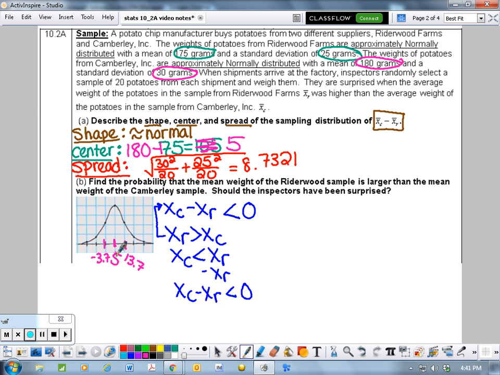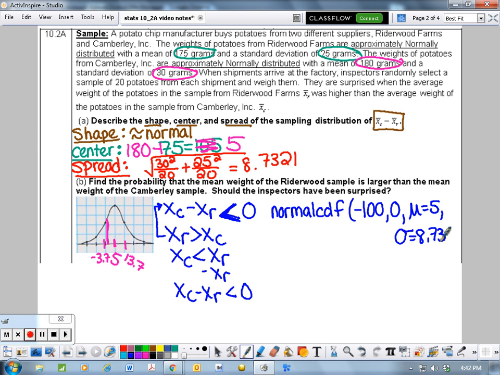So when you look at that and you think, well, hey, 0 is right here, that seems like a pretty high probability. Well, let's go ahead and calculate that then. So let's say it's a normal distribution, so normal CDF. We're going to have our lower bound be really low, let's just say negative 100. Our upper bound should be 0, because we want to know the probability that it's less than 0, right? Because that's what we calculated. And our mean we figured out was 5, and our standard deviation we figured was 8.7321.